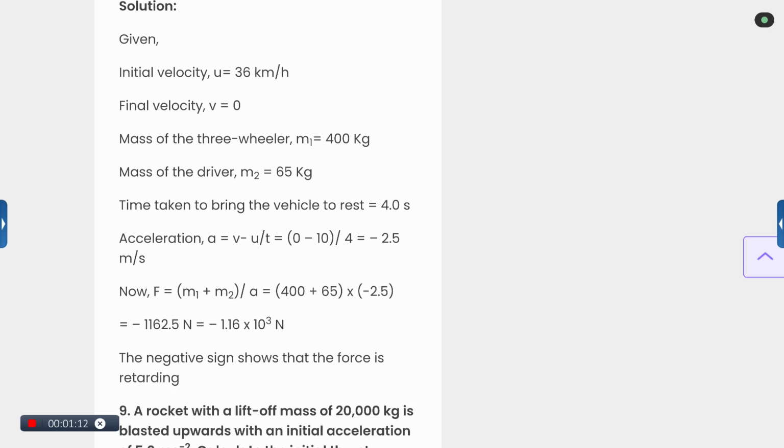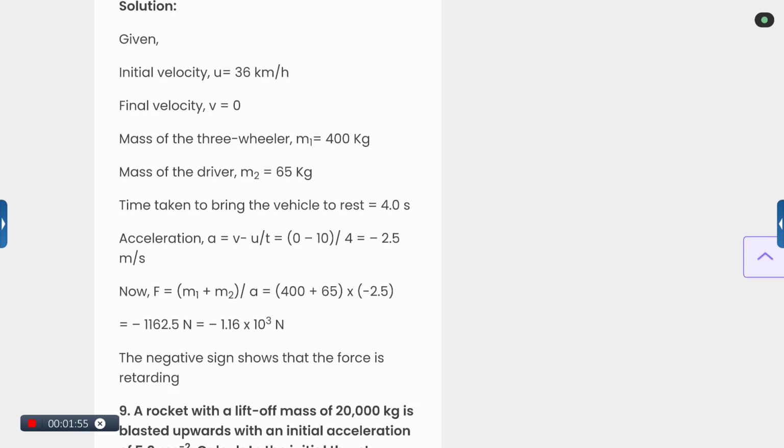Final velocity will be 0, so v is 0. Wherever the retardation is there, what is the sign of the acceleration? Retardation is negative acceleration, so the sign of the acceleration will be negative. If you are not getting negative, you might have done some mistake. Then force is what? Total mass, that is mass of the three-wheeler plus mass of the driver. You should add now. That is (M1 plus M2) times a. So it will be negative.